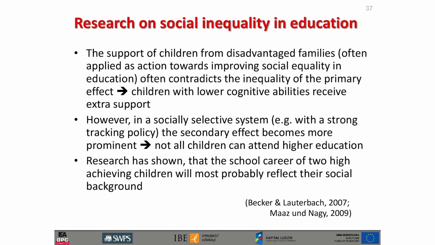And this is not even bad will. This is really a rational choice done by the teachers, who want to give the children a better future, of course, but they want to save them from disappointments, for example, when they are not successful in a higher school track. So the research has shown that the school career of two high-achieving children will most probably reflect their social background.